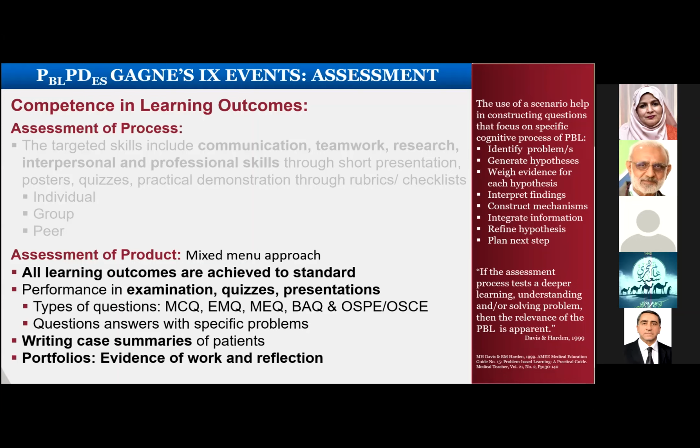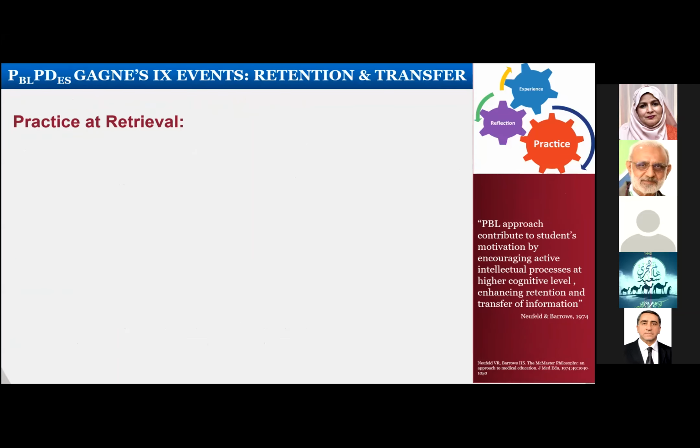The assessment of the product can also be done by watching these students, how they write the case summaries, for example, in the wards. If the students start going to the clinicals in the early part of their courses, for example, in many universities which integrate the basic and the clinical sciences, let the student go at least once or twice in each module to the hospitals, so they can write case summaries there. The portfolios of the students can be used as evidence of work and reflection.